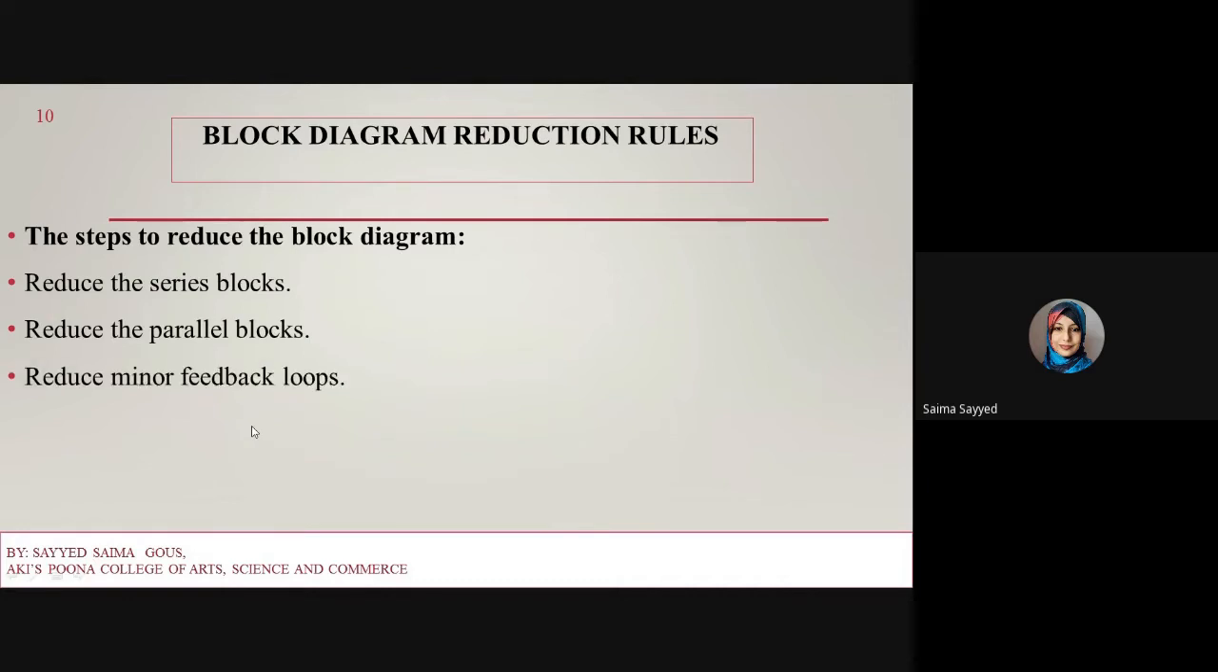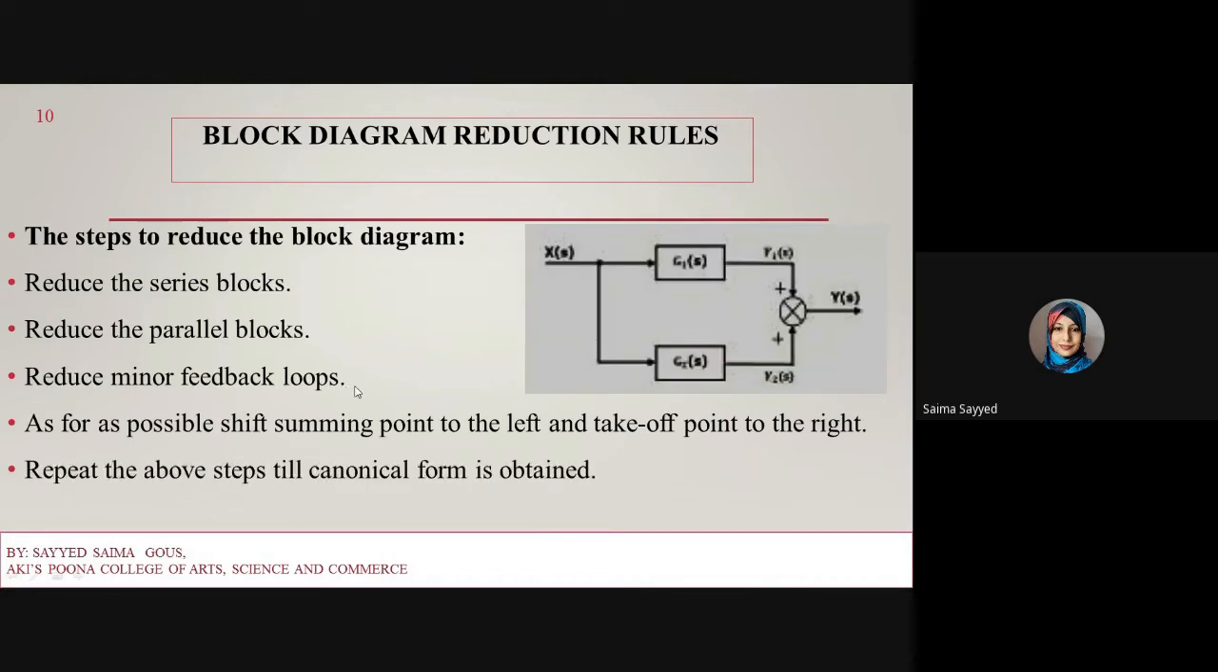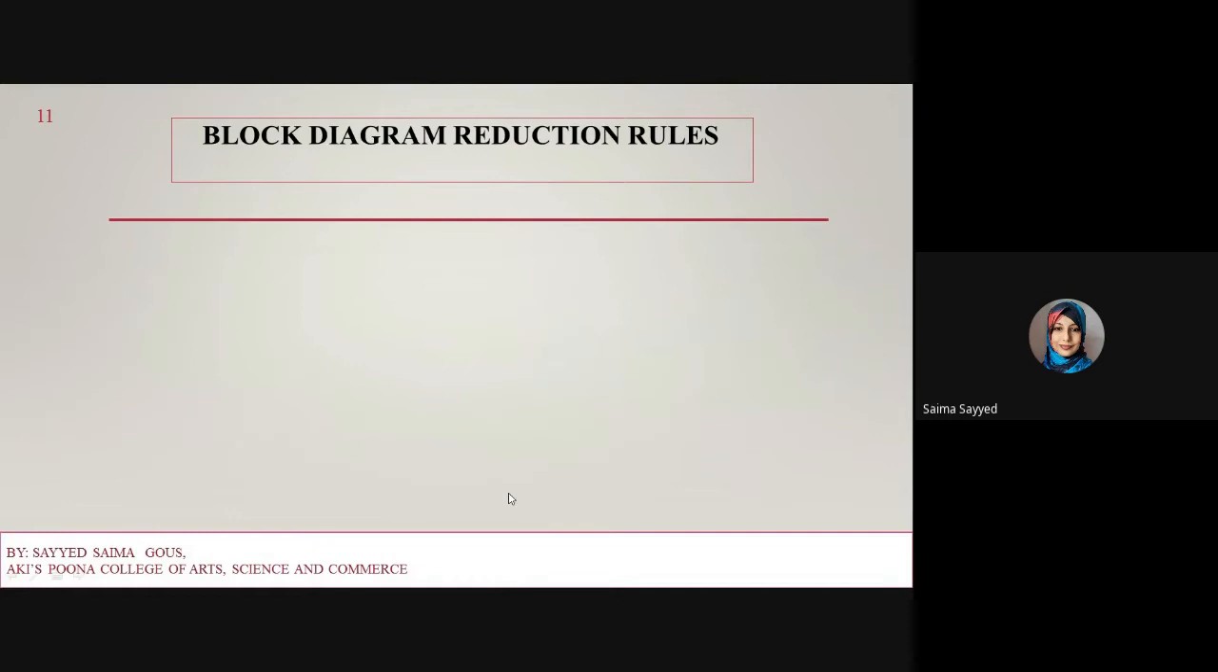Then check for feedback loops, then reduce the minor feedback loops first, and if possible shift the summing point to the left and the takeoff point to the right. So this is a summing point, this is a takeoff point. So we can shift the summing point and takeoff point. Then repeat the above steps till canonical form is obtained. So these are the rules of the block diagram reduction technique.